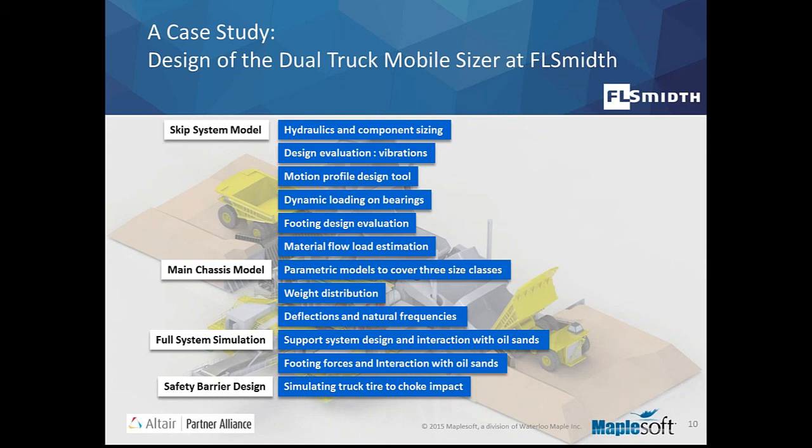Again, we created models that were parametric because 3 different classes were being designed in parallel. And we had models that could switch from one to another based on the same basic structure. We looked at the weight distribution. You can imagine there are many heavy equipment and parts attached to this big chassis, and having a handle on the weight distribution and where the center of mass is important. And we also even looked at the deflections and natural frequency of the chassis.